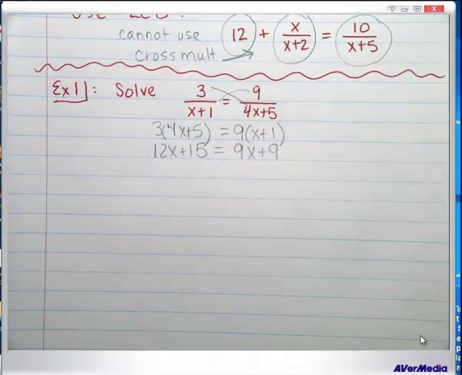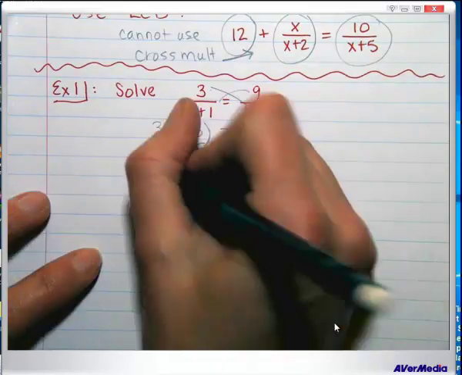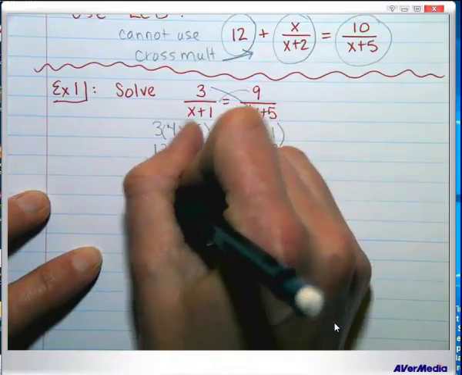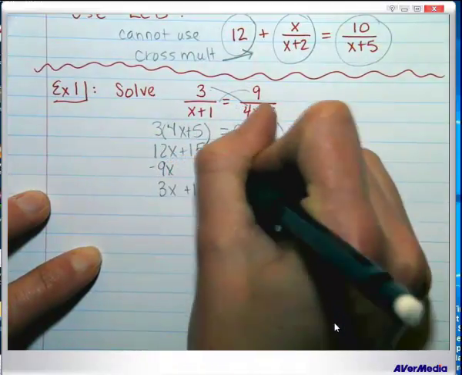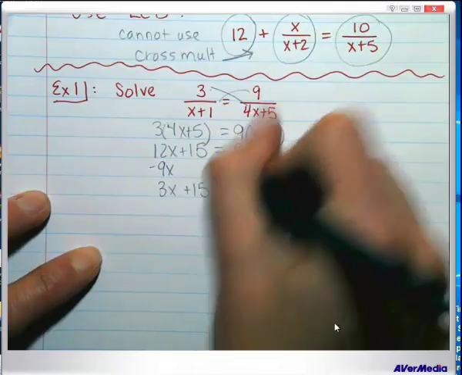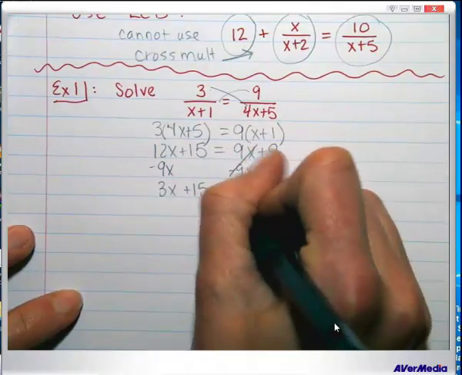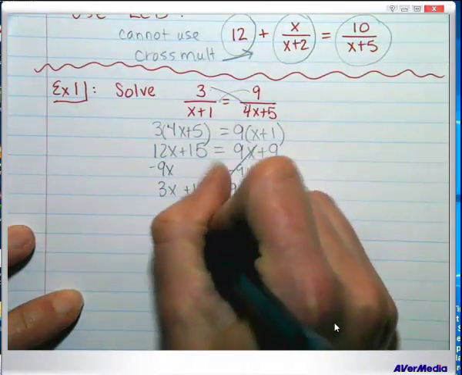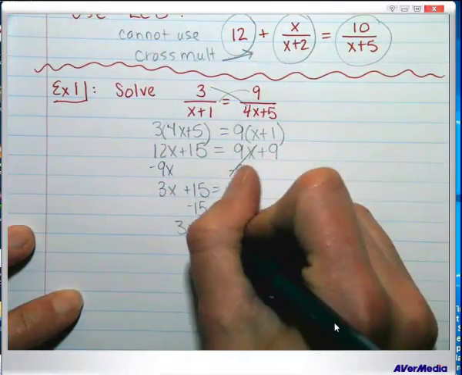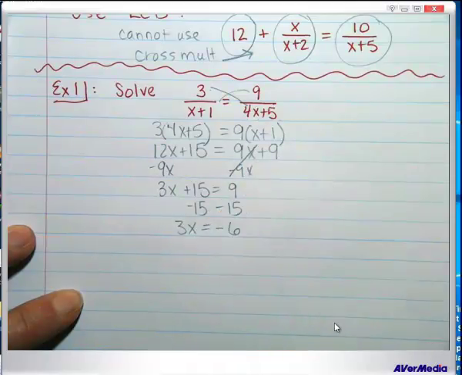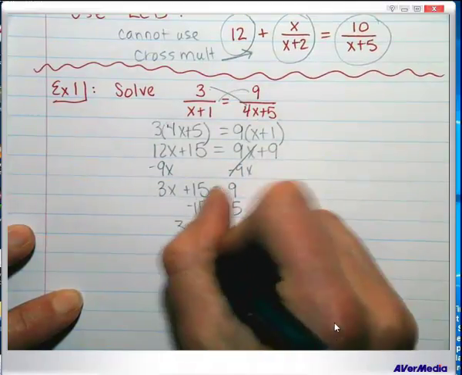And then from there, Jacob, what would you do next? Okay, subtract the 9x. So that gives me 3x plus 15 equals 9. And then what would you do from there, Rachel? Okay. So 3x equals 9 minus 15, so negative 6. And then that means x would equal negative 2.